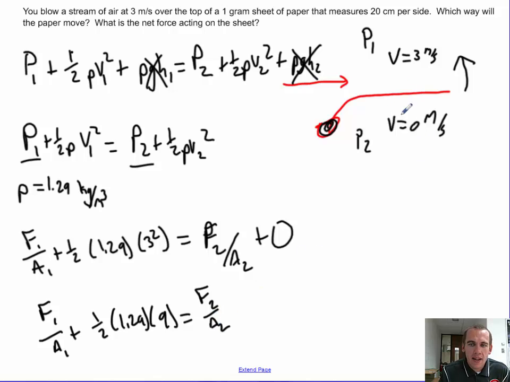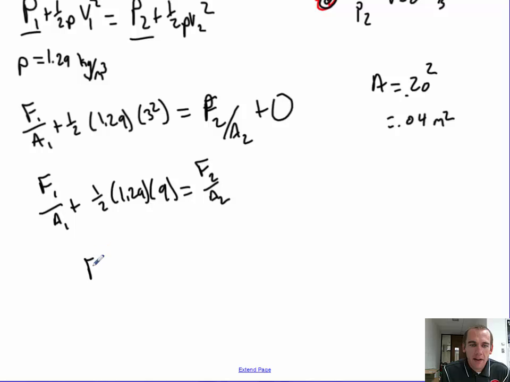If you think about that, F2 is pushing up. It's the air down here. F1 is pushing down. It's the air up there. And I actually know the area because it said this is 20 centimeters per side. So the area is 0.2 squared, which is 0.04 square meters. I can sub that into my equation. So now I have F1 over 0.04 plus, let's do this math, 1/2 of 1.29 times 9 is 5.805, equals F2 over A2.